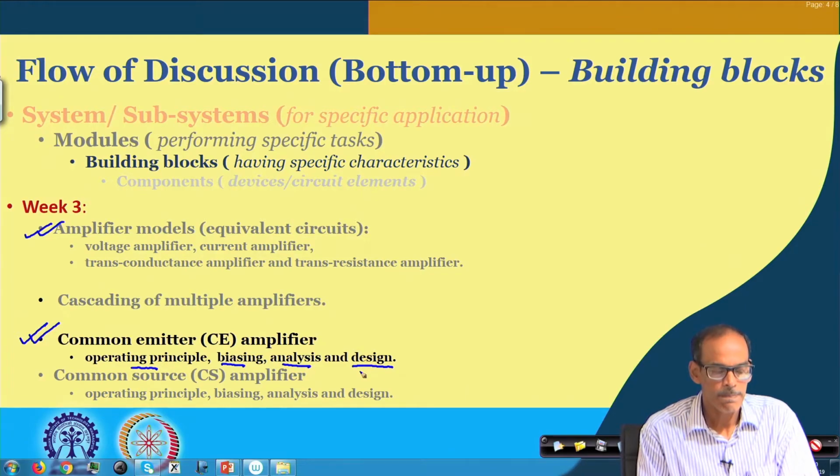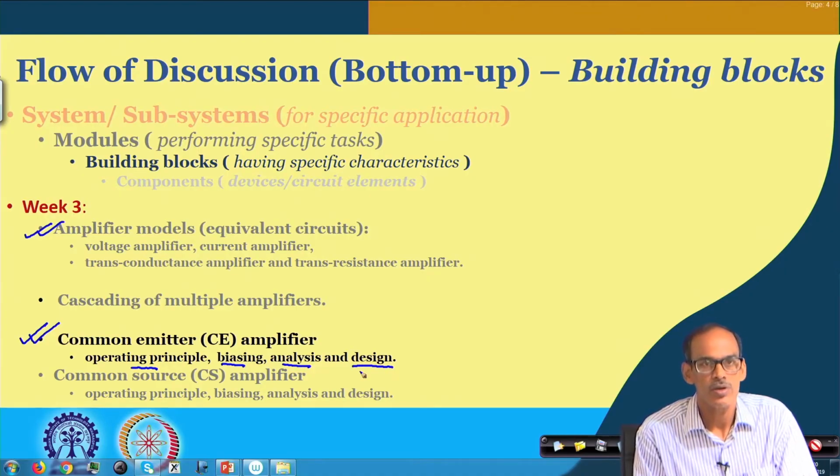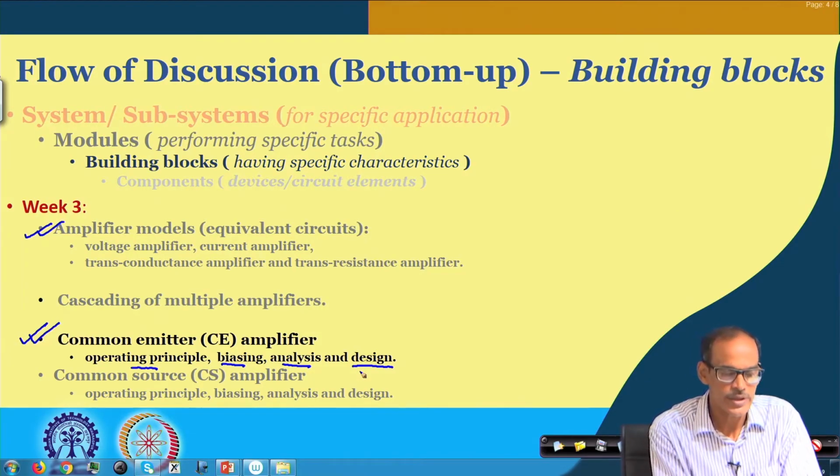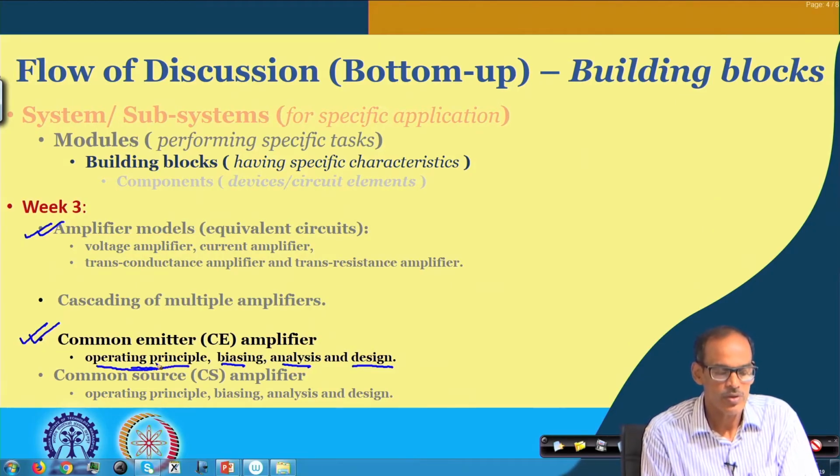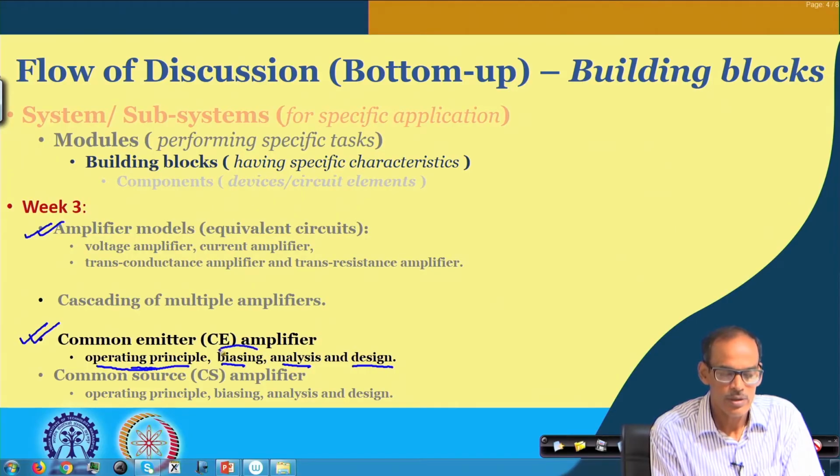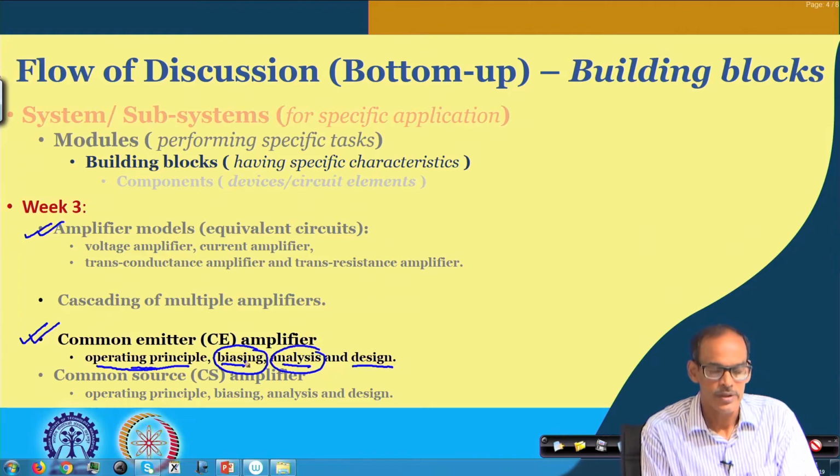In fact, while we explained the small signal model of BJT or MOS, we discussed to some extent the operating principle of the CE amplifier. So we will not be repeating whatever we have discussed about the circuit operation. Rather, our primary focus will be on biasing and then the corresponding analysis.